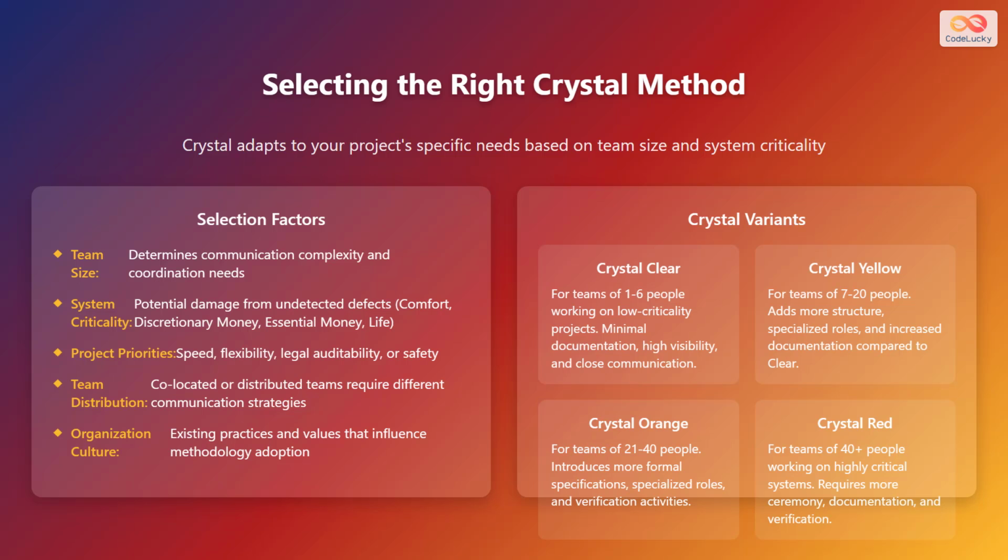Crystal Clear is designed for teams of 1 to 6 people working on low criticality projects, emphasizing minimal documentation, high visibility, and close communication. Crystal Yellow is for teams of 7 to 20 people, adding more structure, specialized roles, and increased documentation. Crystal Orange is suited for teams of 21 to 40 people, introducing more formal specifications, specialized roles, and verification activities. Crystal Red is for teams of 40+ people working on highly critical systems, requiring more ceremony, documentation, and verification.